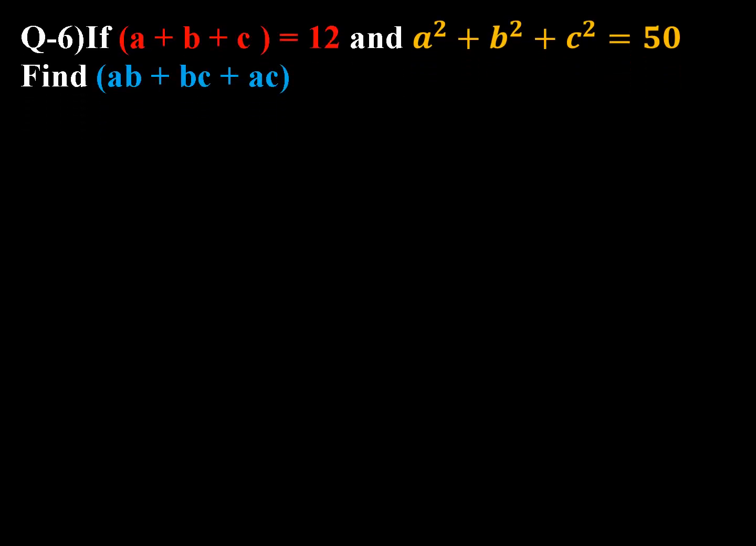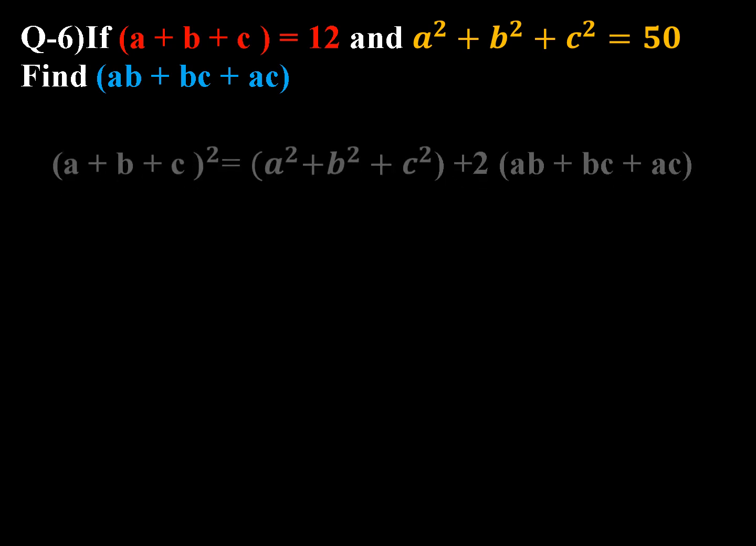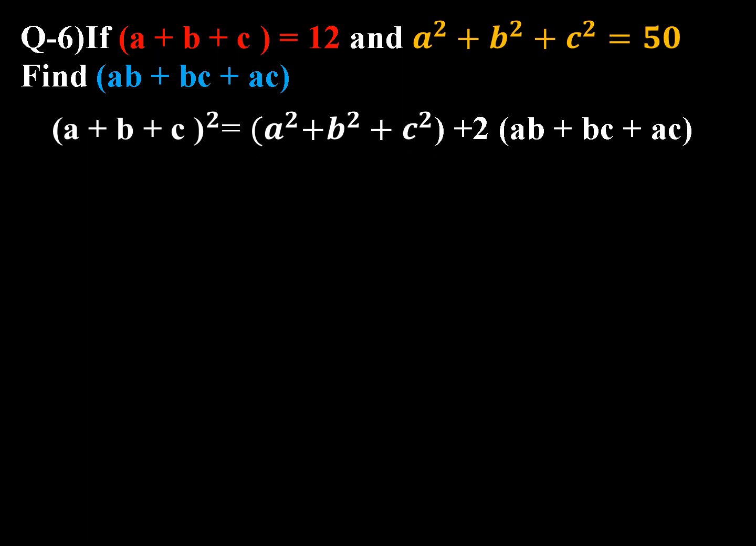Let us see one example of one identity which we have learned prior. Here it is given that a plus b plus c is 12, a square plus b square plus c square is 50, and we have to find ab plus bc plus ac. Now let us see this identity. We know that a plus b plus c whole square equal to a square plus b square plus c square plus 2 into ab plus bc plus ac.